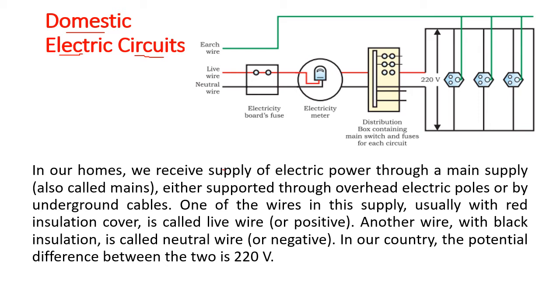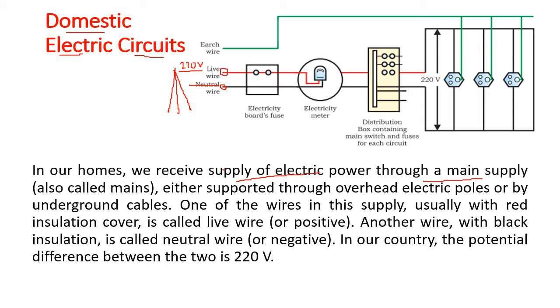So first of all, we receive the supply of electric power through a main supply. You can see this red wire and this black wire. It comes from the electric pole outside our house. I told you it is stepped down to 220 volt. So the live wire has got 220 volt.